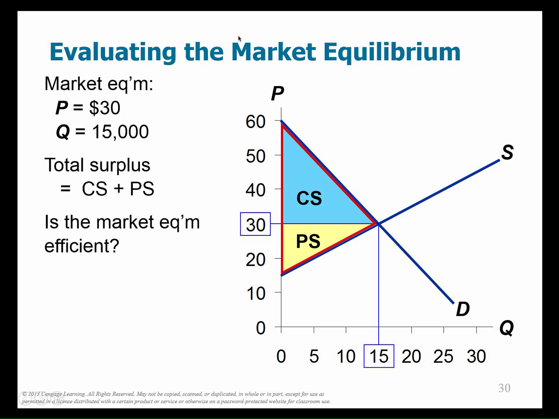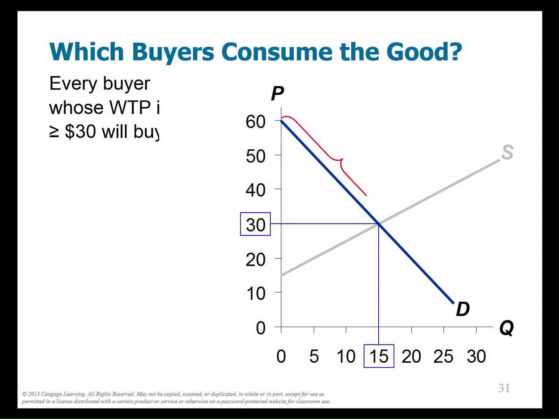So first, market equilibrium means 30 and 15. You have to have a P and a Q to have an equilibrium. And the question is, is there any other combination of P and Q which could make this triangle bigger? Well, from just looking at it, you can kind of see there's no possible way to make it bigger, but we're going to go ahead and talk about it.